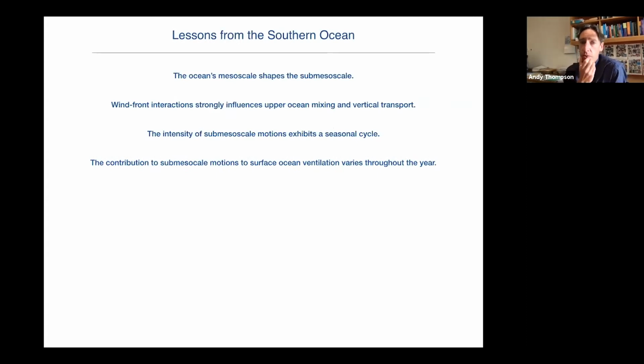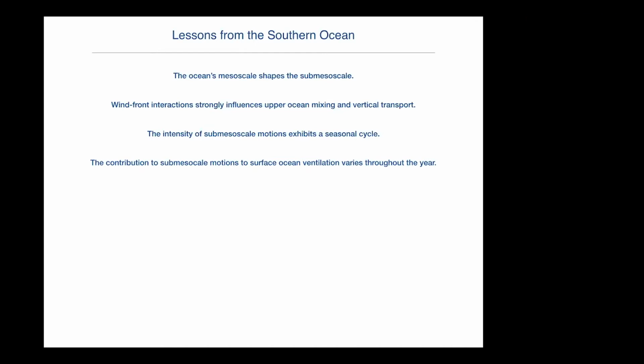Okay, so that discussion is really helpful. If I just summarize, I'd say the four lessons, among many things that we've learned: the mesoscale shapes the submesoscale, and wind front interactions can be important. You see a seasonal cycle in the intensity of submesoscales, and the contribution of submesoscale motions to ventilation will vary throughout the year, and it may not only depend on the intensity of submesoscales.